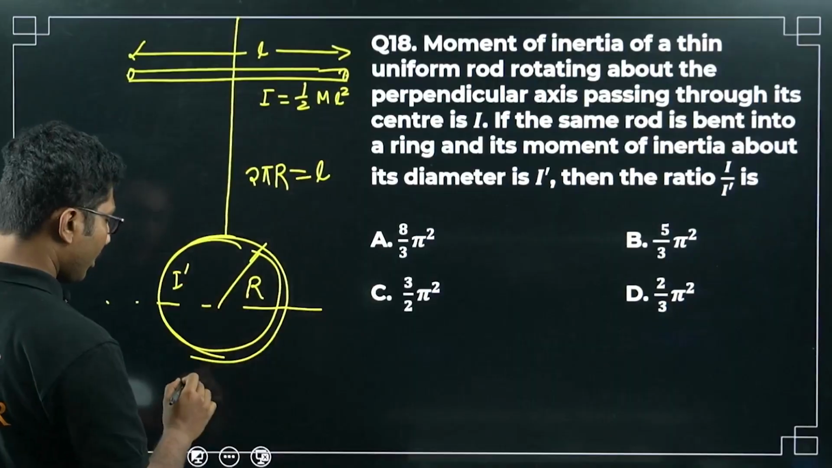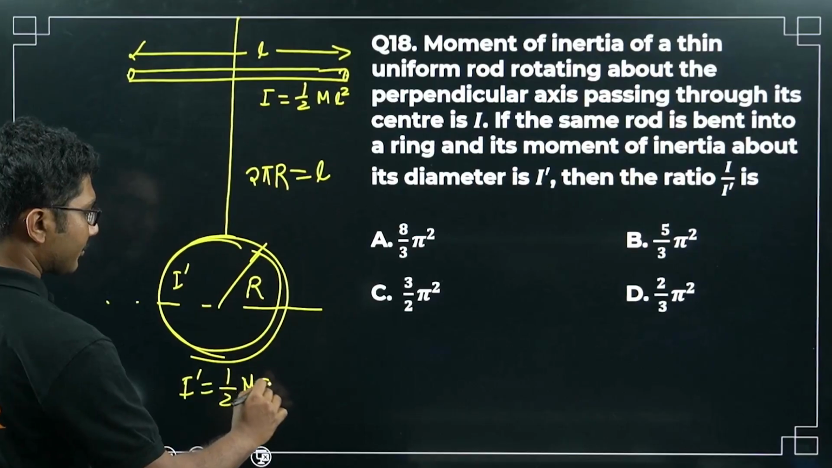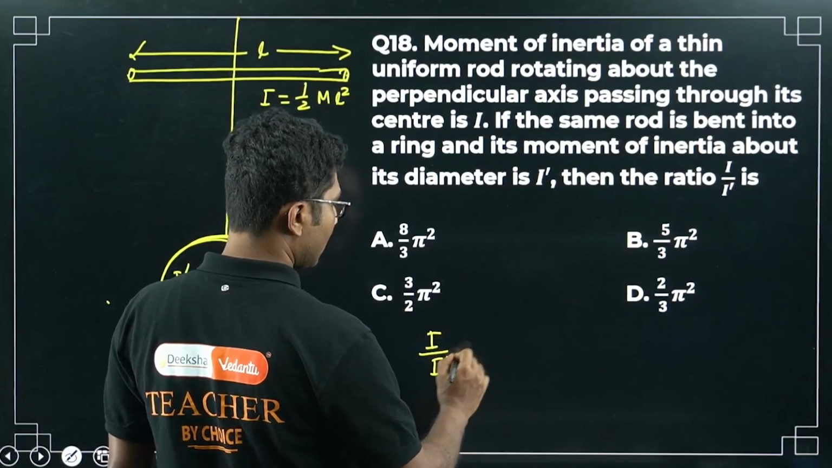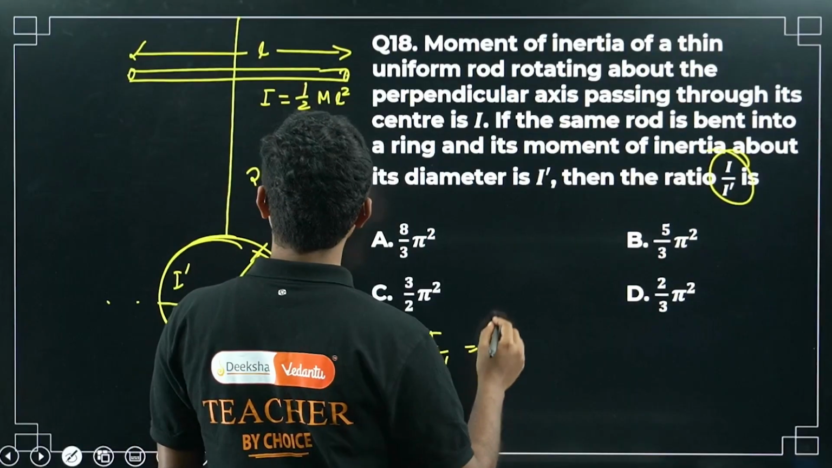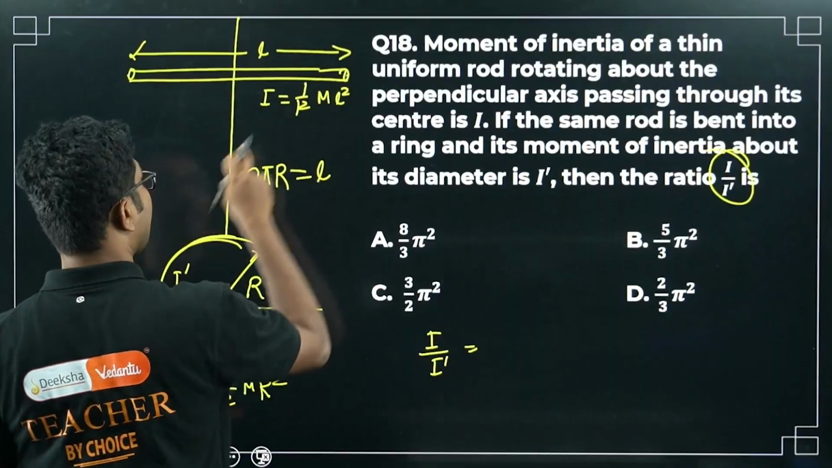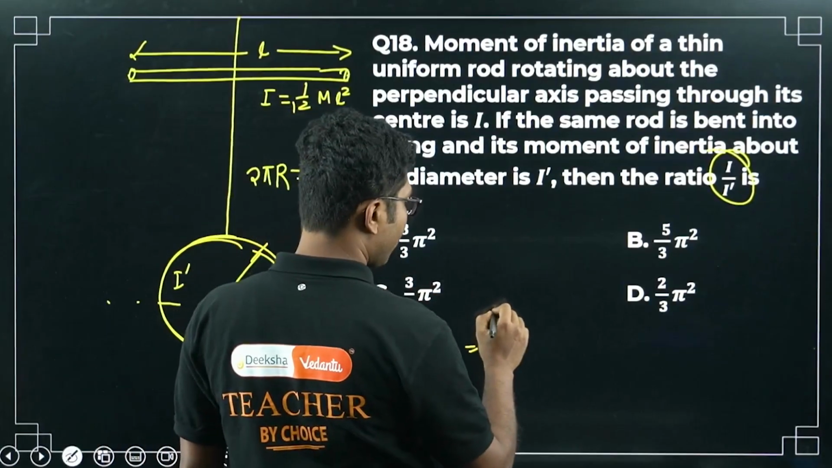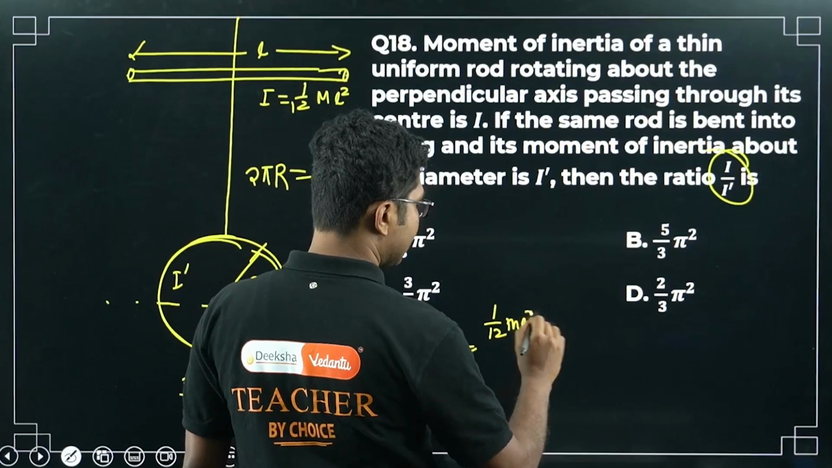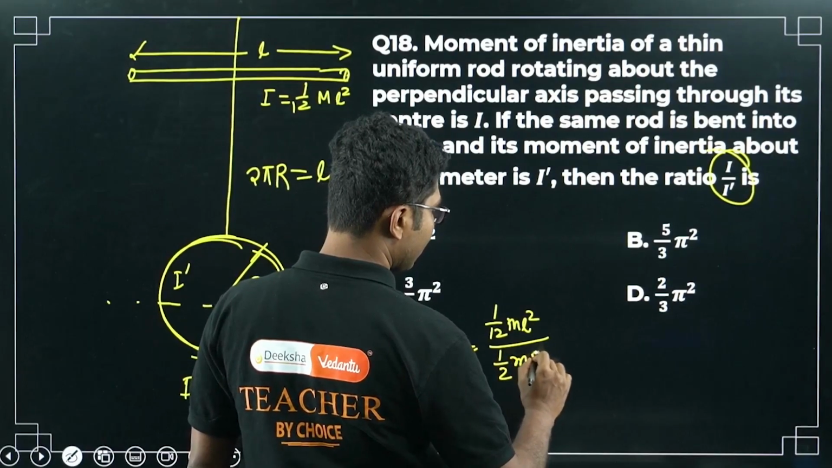And what is the moment of inertia in this case? The moment of inertia of the ring about its diameter will be half m r square. So we have to calculate the ratio of I by I dash. I is 1 by 12 m L square, not half m L square, that is special for a rod. For a rod it is 1 by 12 m L square. Since the same rod is bent, the mass remains the same, and only the radius will be different.